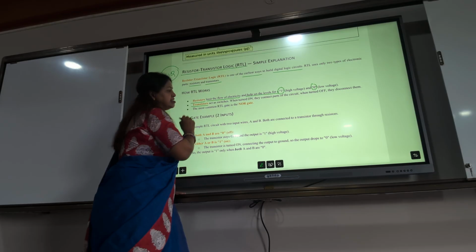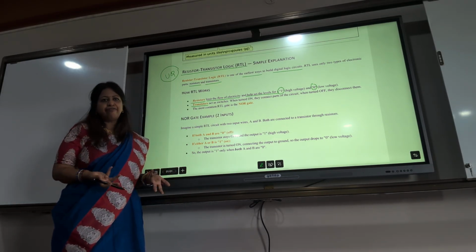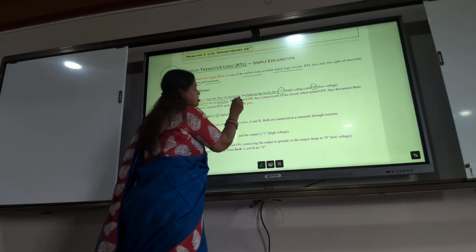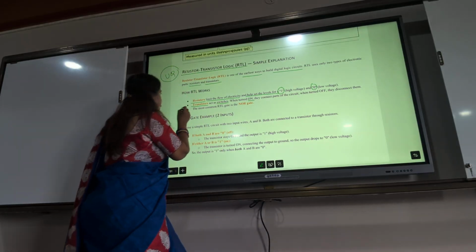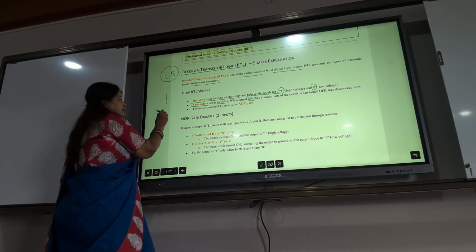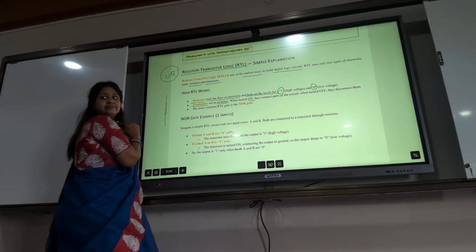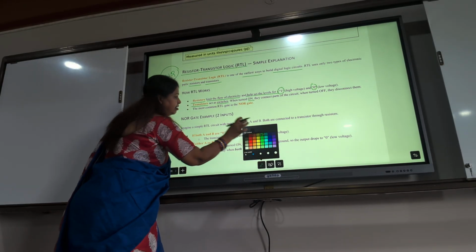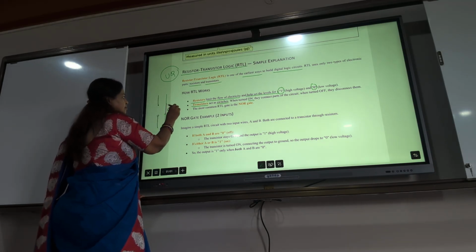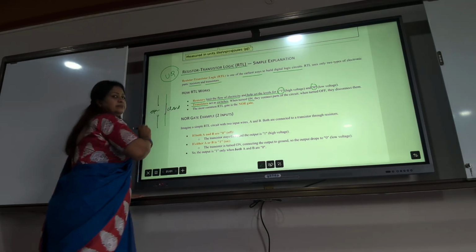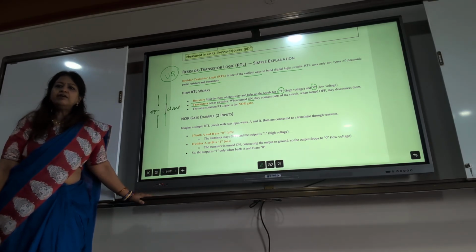Then transistors. Transistors act as a switch, on and off. When turned on, they connect parts of the circuit. When turned off, they disconnect. That means when turned on, they connect, and when turned off, this is closed, this is open. Right? A transistor is a switch. It will turn on and off.